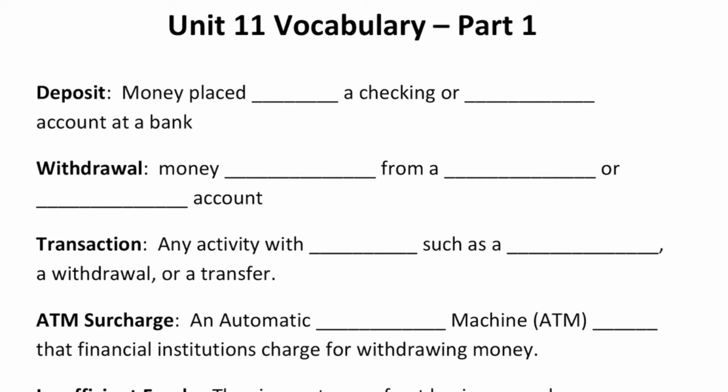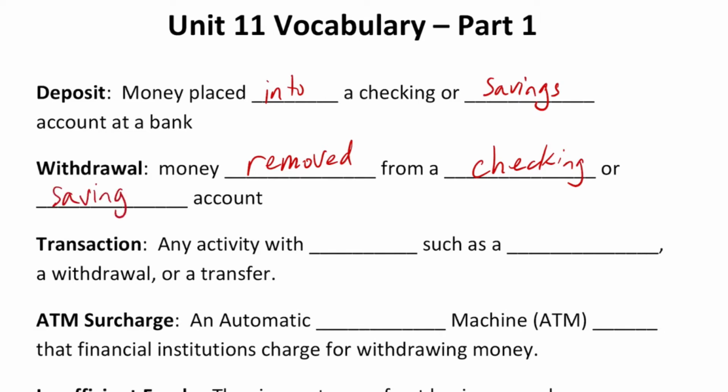All right, so continuing on, we've already talked about deposit and withdrawal. We said that a deposit was money placed into a checking or savings account, and we said that a withdrawal is money that is taken out or removed from a checking or a savings account at my bank. So if I'm putting money into my account, that is a deposit. If I'm taking money out, that is a withdrawal.